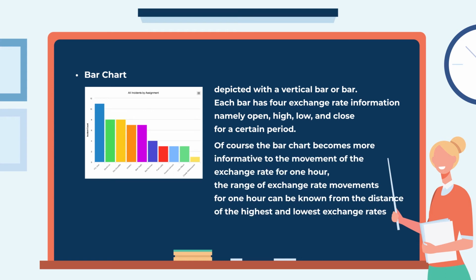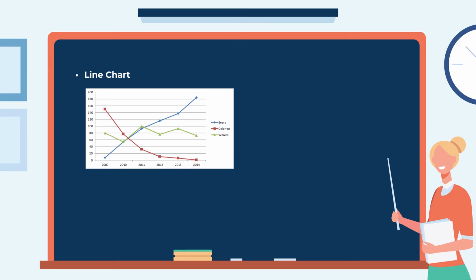Of course, the bar chart becomes more informative to the movement of the exchange rate for 1 hour. The range of exchange rate movement for 1 hour can be known from the distance of the highest and lowest exchange rates. 2. Line chart.